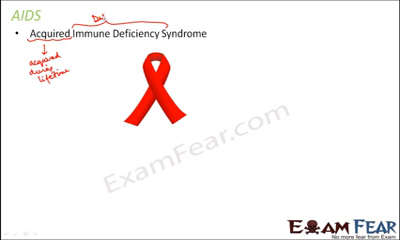That means the deficiency of the immune system. So what happens in this disease is that the immune system itself is targeted and the immune system becomes weak. So there is deficiency of the immune system. And syndrome, what does this mean? Syndrome refers to a group of symptoms. Now this disease has multiple symptoms.